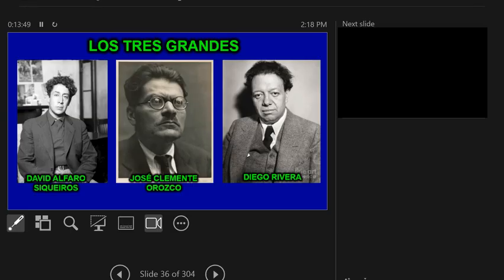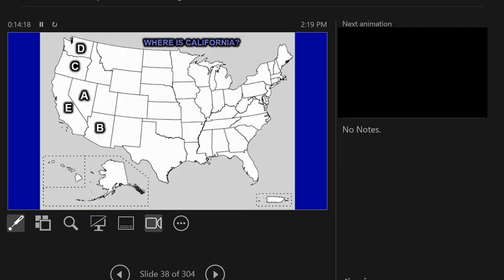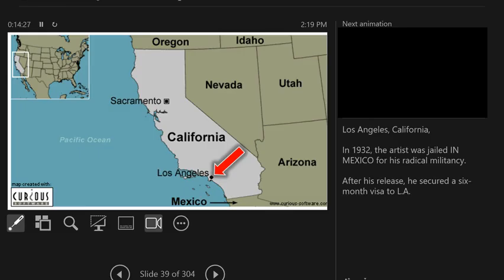Siqueiros is on the left, Orozco is in the center, and Rivera is on the right. We're going to first take a look at Siqueiros. We're going to go to California. Where's California on this map? E. It's an easy state to identify. Yes, E. And we're going to go to Los Angeles.